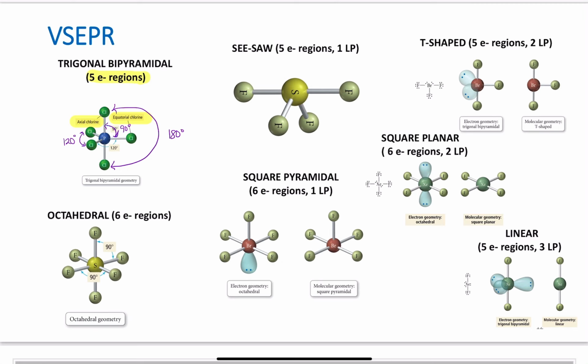If we have 5 electron regions, but one of them is a lone pair, we form your seesaw. Now, this may look sideways to you. That's because I put it sideways, because I see the seesaw better this way. You put your little person here, put your little person here, and you get to play at the park, right? It's a seesaw.